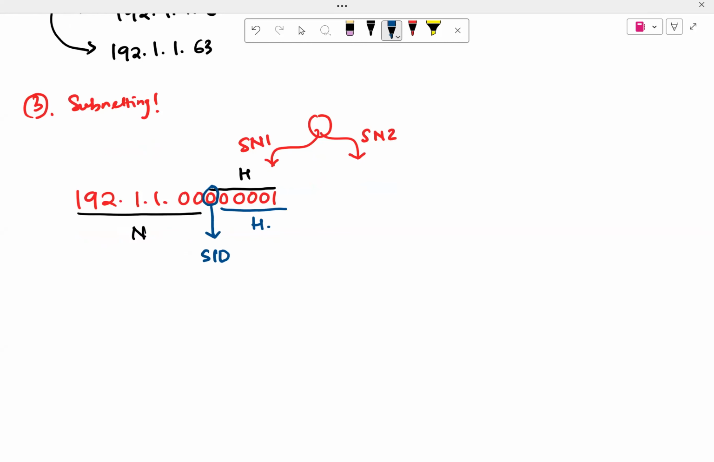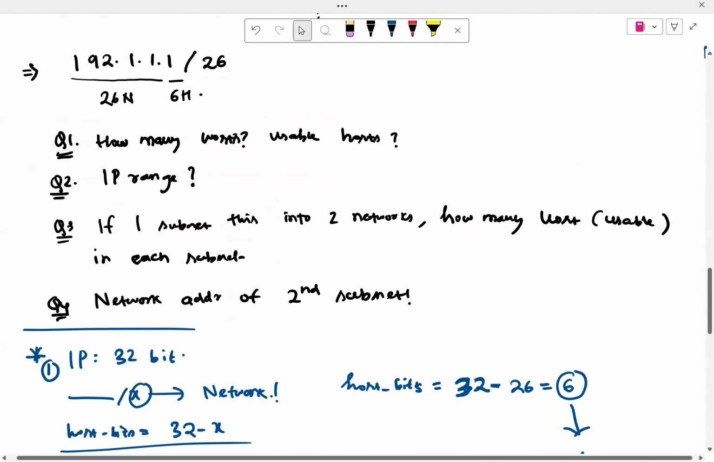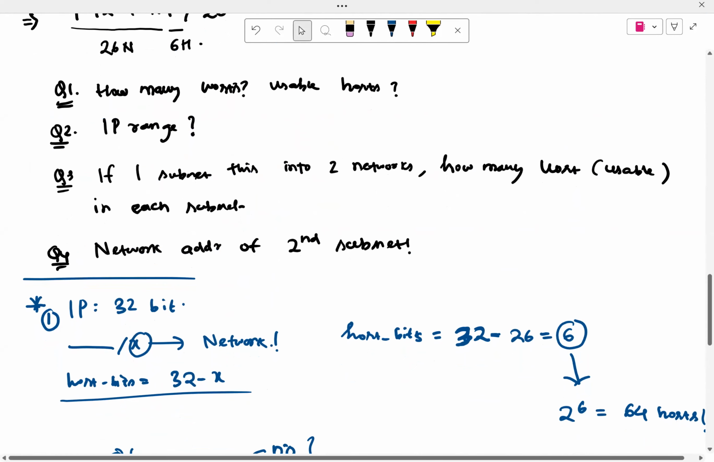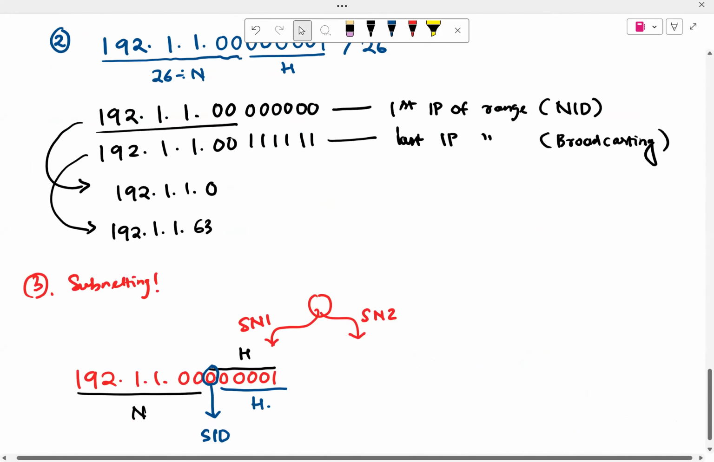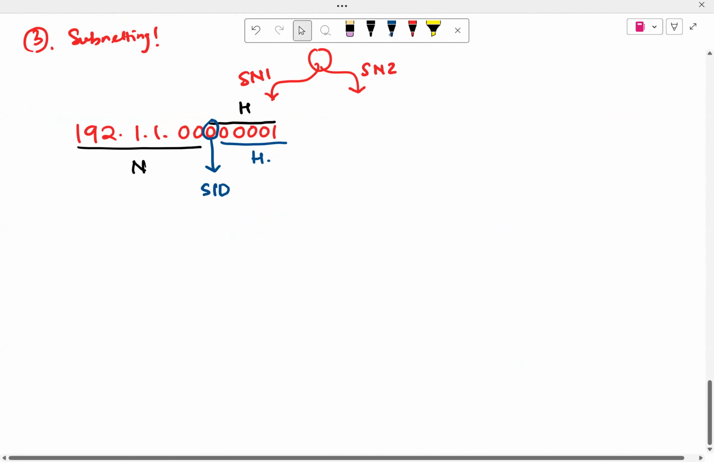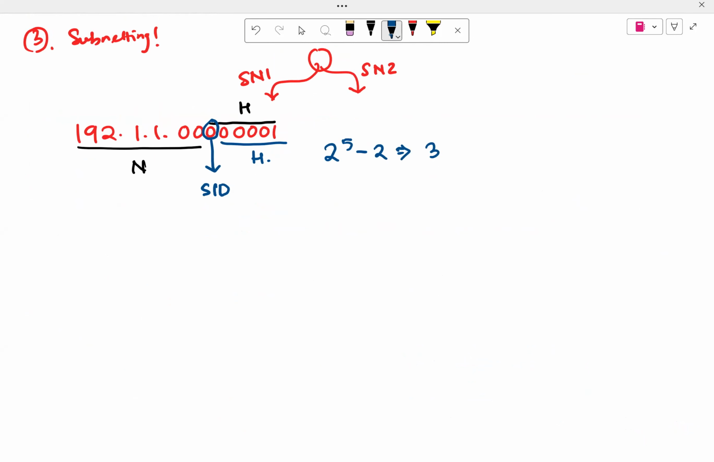So for 5 bits, the number of usable hosts in each subnet is 2 to the power n minus 2, that is 2 to the power 5 minus 2, which implies 32 minus 2 equals 30. Number of usable hosts is 30. Perfect. So there is network, there is host.